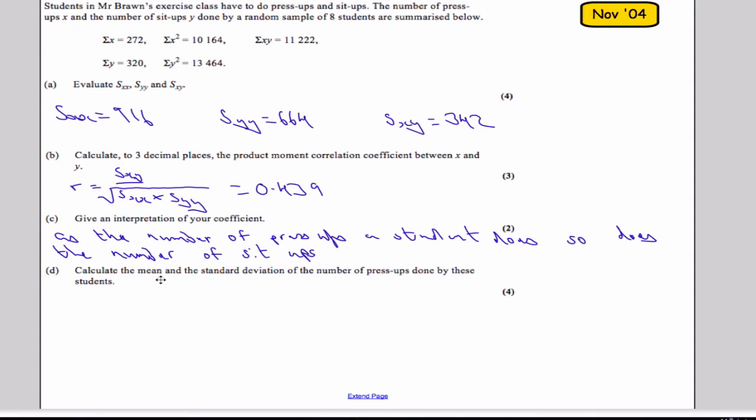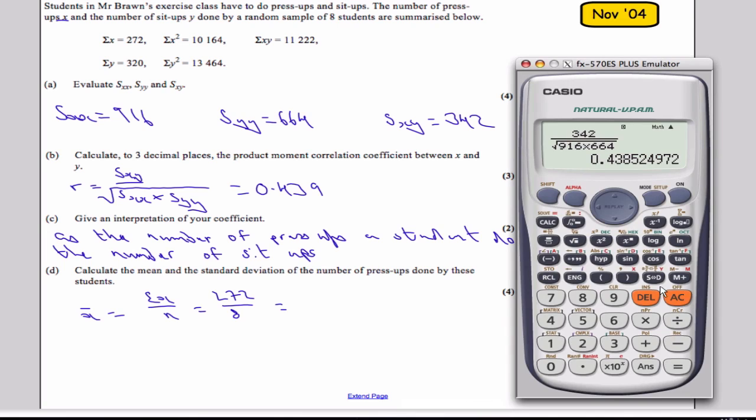Okay, calculate the mean and standard deviation of the number of press-ups done by these students. Press-ups, remember, was X. Right, so the mean, or X bar, is going to equal the sum of X over N, which in this case is 272 over 8. So let's pull out the calculator. 272 over 8 gives us 34.